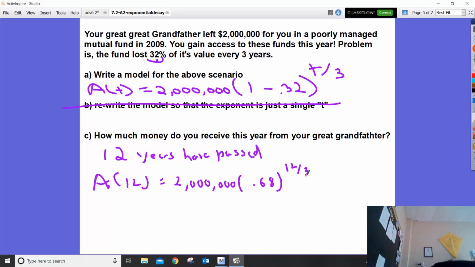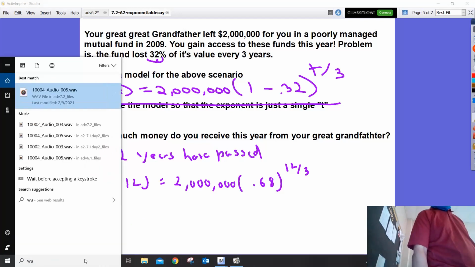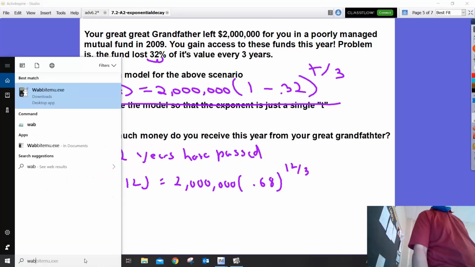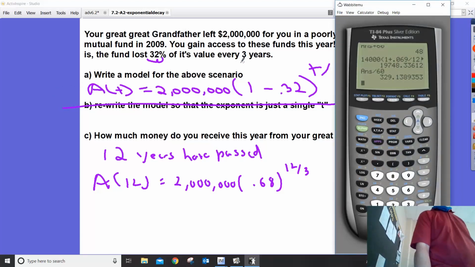12 years, 2021, right? Great-grandfather left you this money in 2009. So this year is going to be the 12th year. You still get a good chunk of change. You're just not as rich as you thought you were. Then you're going to have to pay taxes. Well, you may or may not have to pay taxes on that.